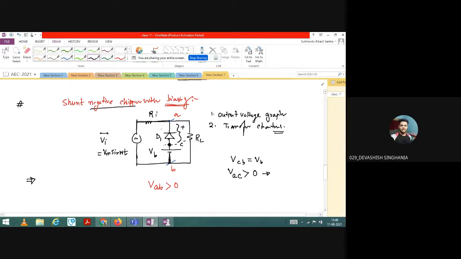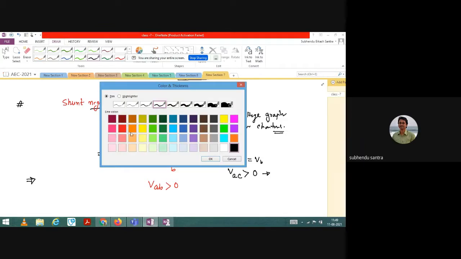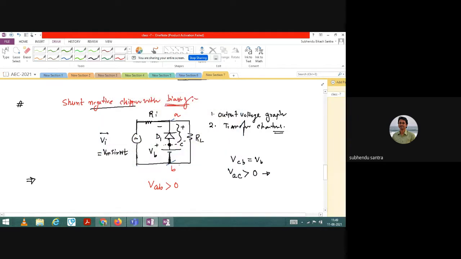Yes, sir. If it is less than 0, minus is coming here and plus is coming here, then what will we say? Then forward biased. Yes, so forward. The previous example that I solved and this example are slightly different, because now we have VB here. So we should consider in which condition the diode will be forward biased and in which condition the diode will be reverse biased.